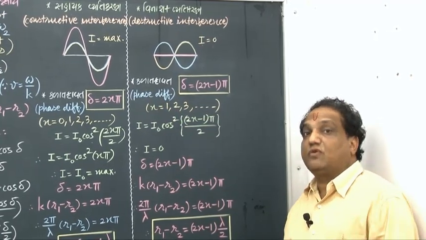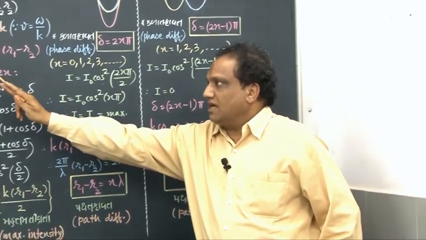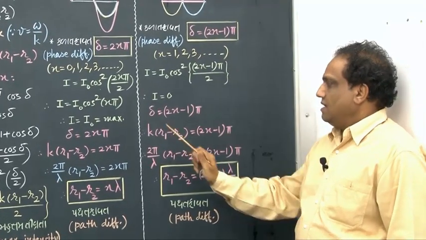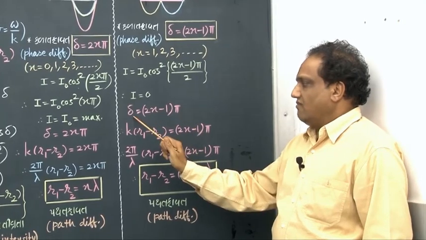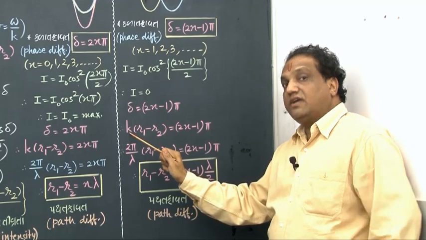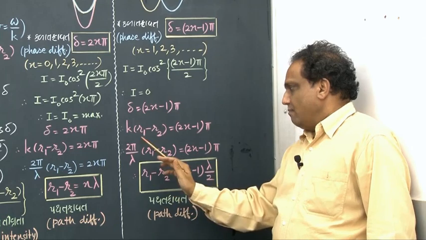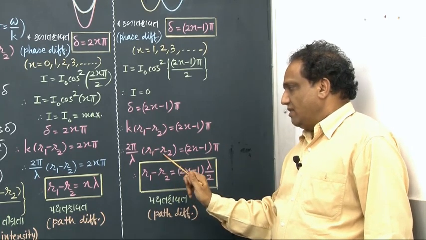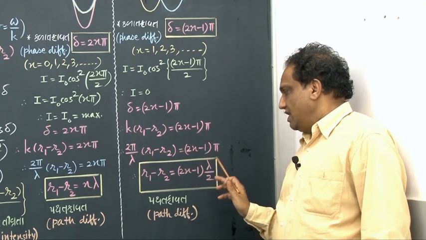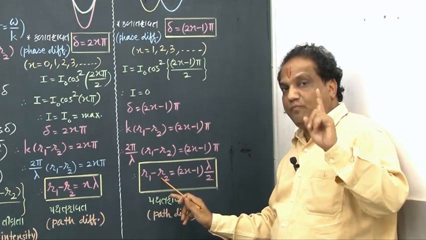Now let us obtain it in terms of path difference. The delta formula is delta equals k into (R1 minus R2). Right now delta is (2n minus 1) into pi. Delta formula is k into (R1 minus R2). Right-hand side as it is. But what is wave vector k? k equals 2 pi upon lambda. This part as it is, this also as it is. Pi will cancel. Find out R1 minus R2. Take this lambda up and bring this 2 down. So (2n minus 1) into lambda upon 2. Correct? Path minus path will give you path difference.